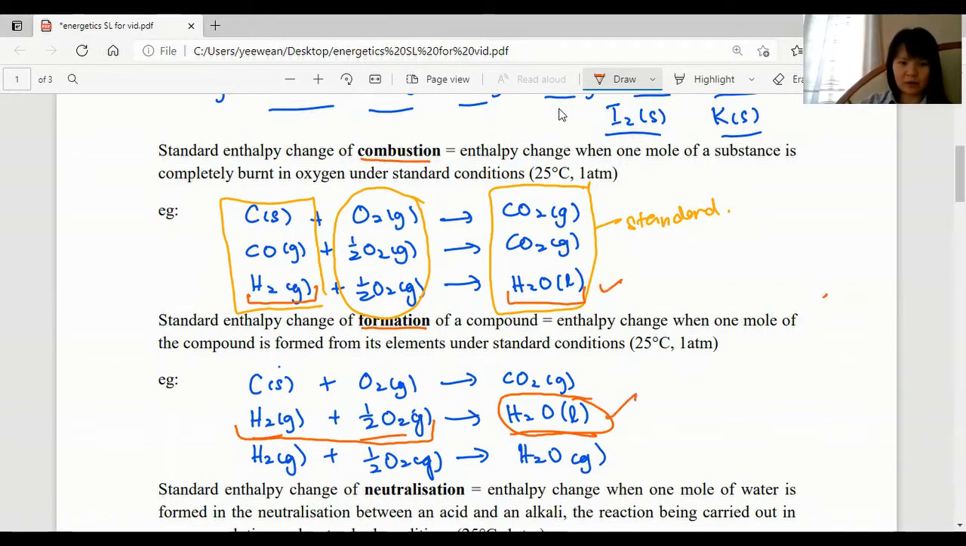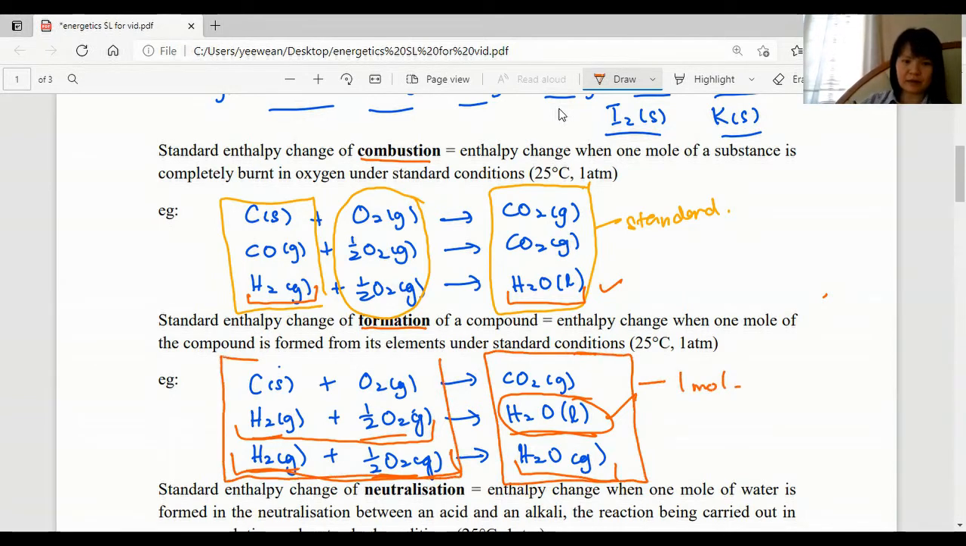But what about the next one? I have H2 here and O2 here. So these are still the elements, so it fits. And I have H2O in gas, but enthalpy change of formation just says that there needs to be 1 mole of the thing you want to form, and these have to be the elements under standard conditions.